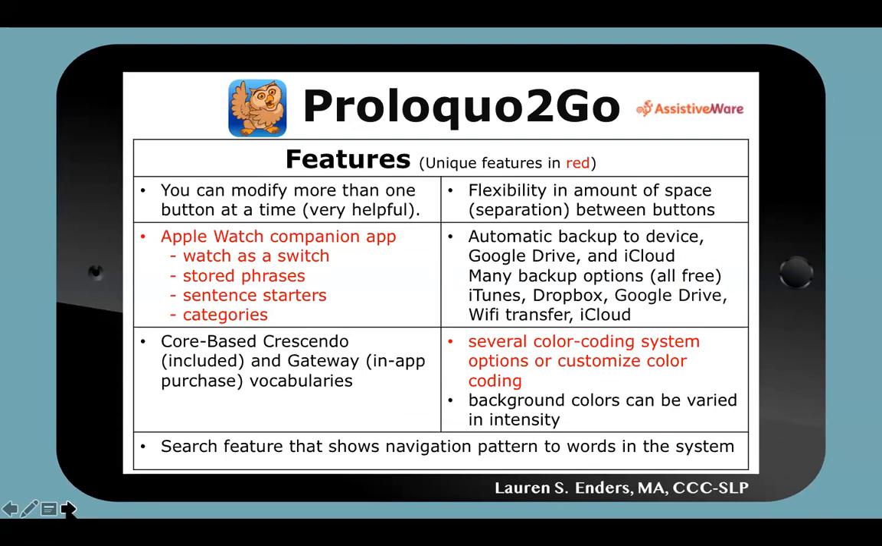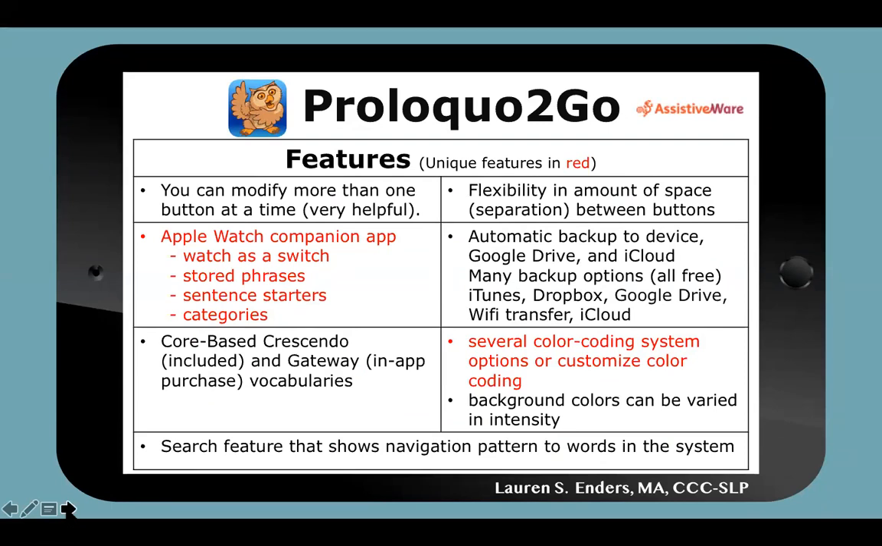One of the things that's really nice about ProLoquo is you can select more than one button at a time and modify them. For example, colors or naming them as a certain part of speech. Another unique thing about ProLoquo to Go is that it has a companion on the Apple Watch, which allows you to use the watch as a switch to store phrases, sentence starters, and categories that can be activated from your watch, which is pretty cool.